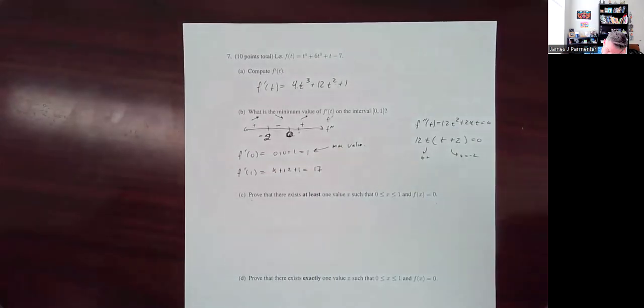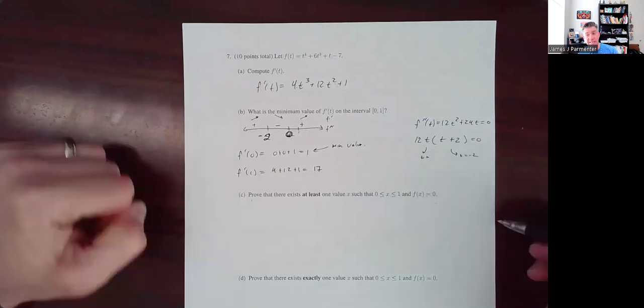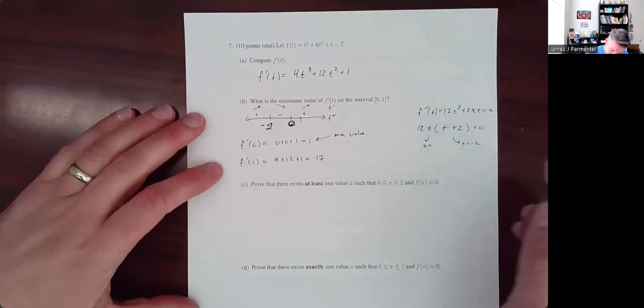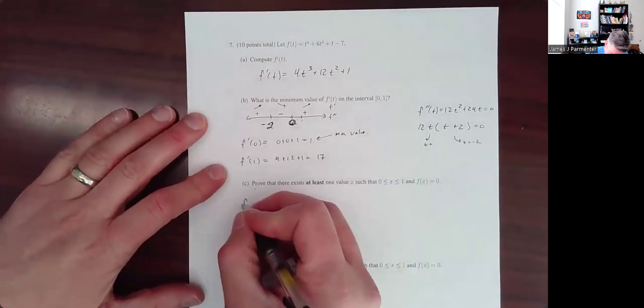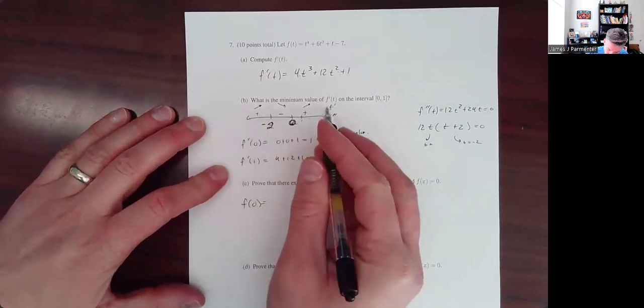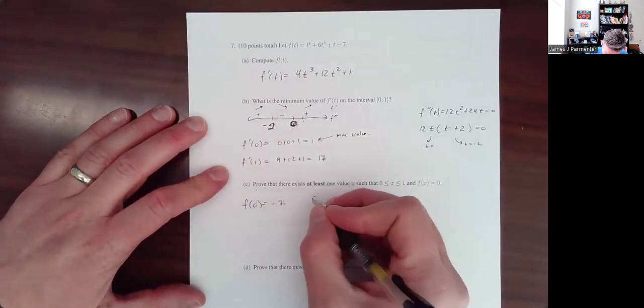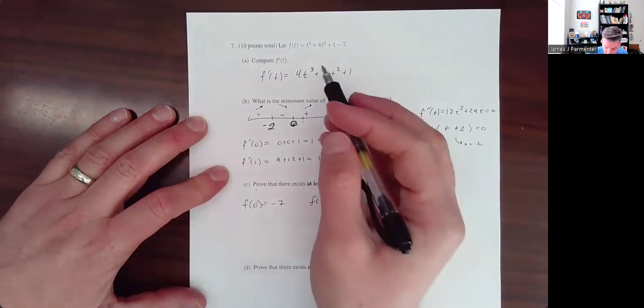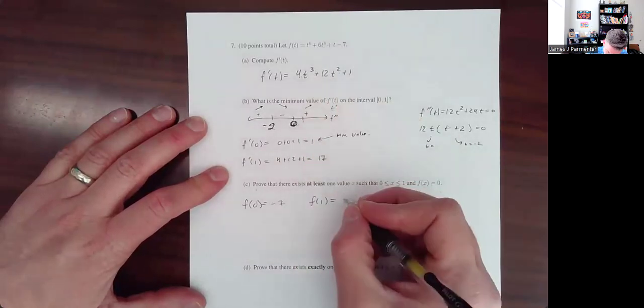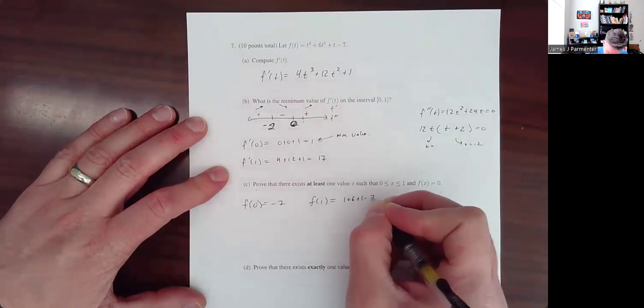Prove there exists at least one value x between 0 and 1 such that f of x is equal to 0. Okay, so that's back to the original function. Also, he changed it, so we should have said t a lot. So we know that f of 0, not f prime of 0, f of 0 is equal to -7. And f of 1 is equal to 1 plus 6 plus 1 minus 7, which is 1.